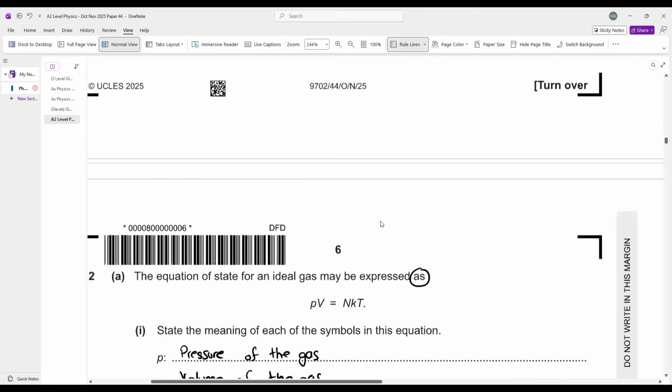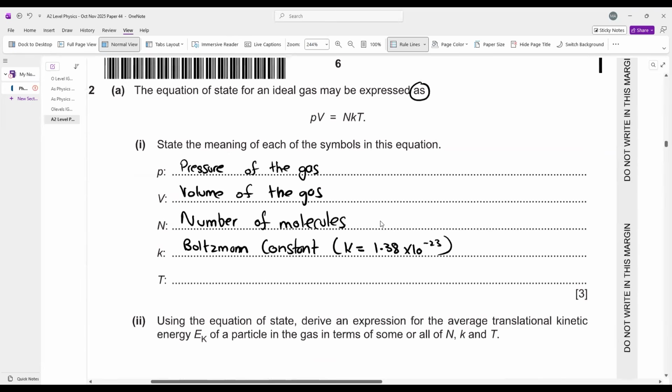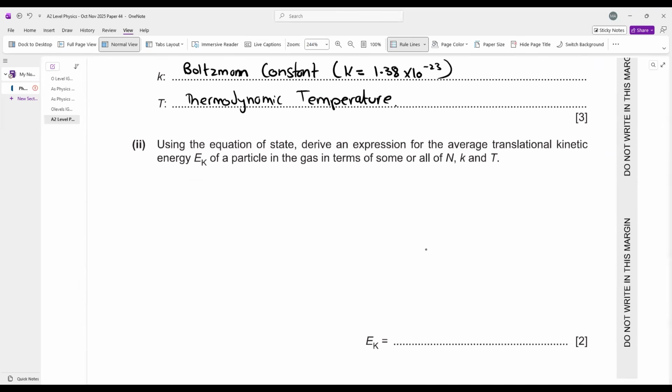Okay, so what is T? T is thermodynamic temperature. Simple. Let's further move ahead. Use the equation of state to derive an expression for the average translational kinetic energy of a particle in terms of some or all of N, k, T.